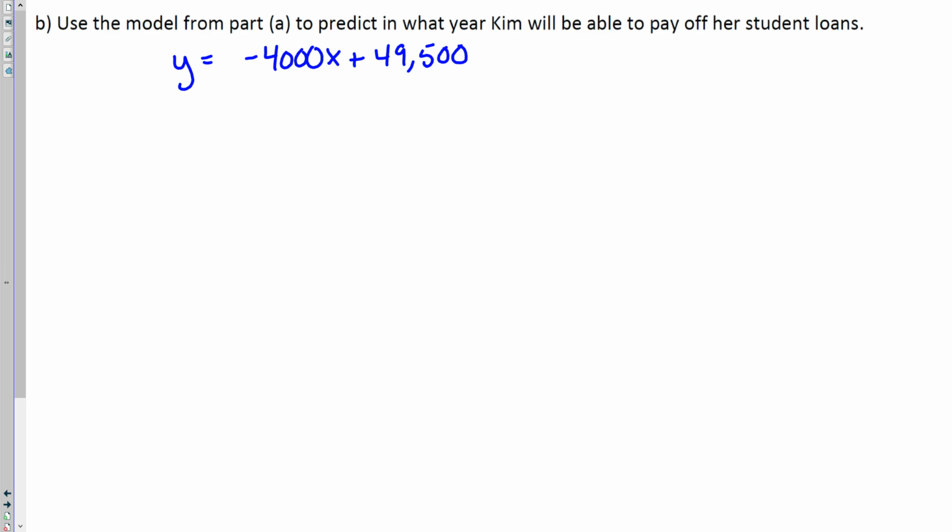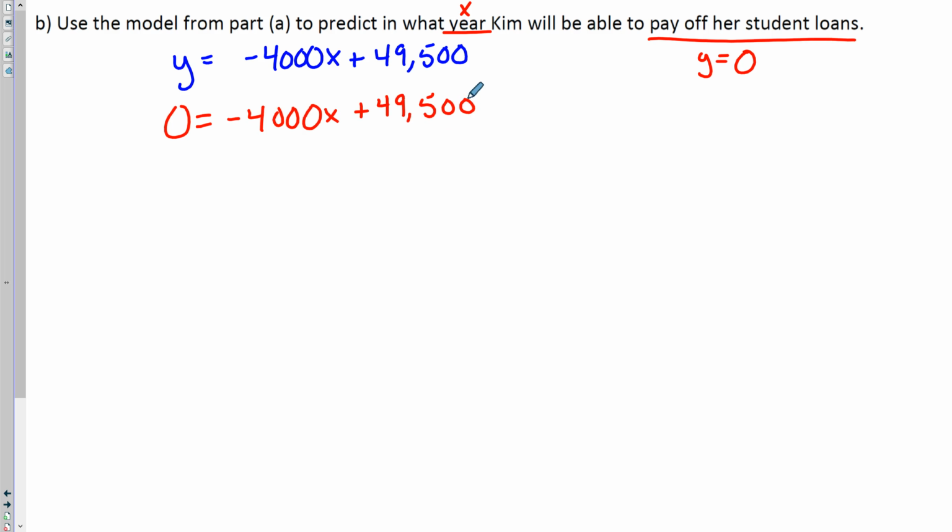So if we want to predict the year that she's going to pay off her student loans, the year is x, right? So we're going to be solving for x. And when she pays off her student loan, here's the tricky part. Her payoff happens when her balance, or y, is 0. So that's the tricky part here, is that there's that implied value of 0. So we want her balance to be 0. And the x will be the year that that occurs in. So all that I did was took my equation and replaced y with 0. And then we can go ahead and solve this equation.